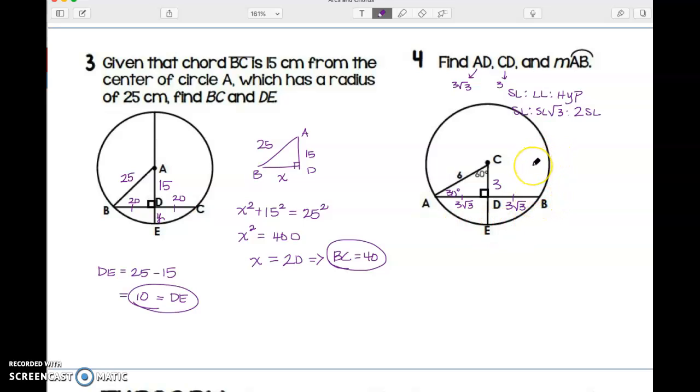So remember that the measure of the arc comes from the central angle. So we have 2 congruent sides because we have 2 congruent triangles. So this would also be 60 degrees. So the whole angle is 120, which means the arc also has to be 120.